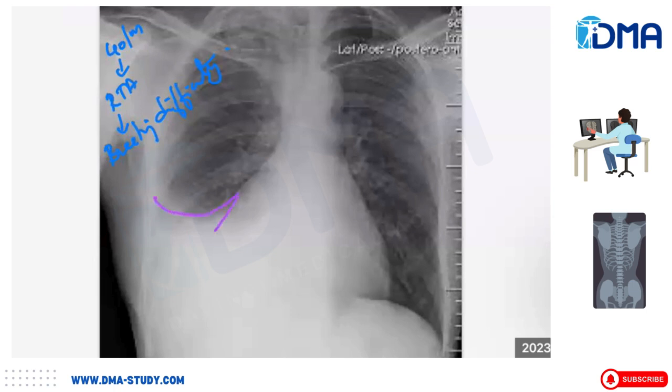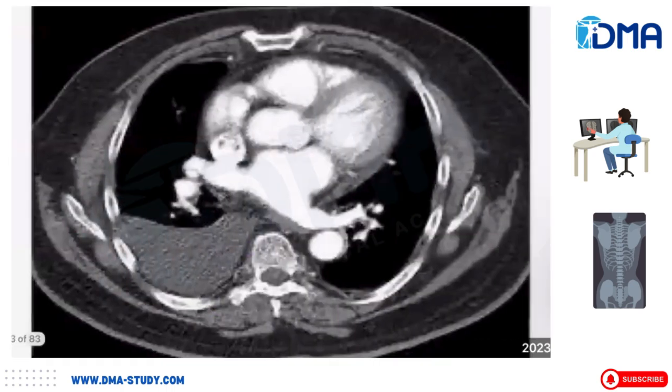See, there is a blunting of this costophrenic angle, right? The angle which was supposed to be here is blunted because there is some fluid collected in this area. The fluid can be either a pleural effusion or they've given a hint of RTA, so it could be a hemorrhage inside the lungs. Blood would be collected in this area. Hence we took a CT, and you see the blood that is collected has dropped down because of gravity. It is collected in the bottom part.